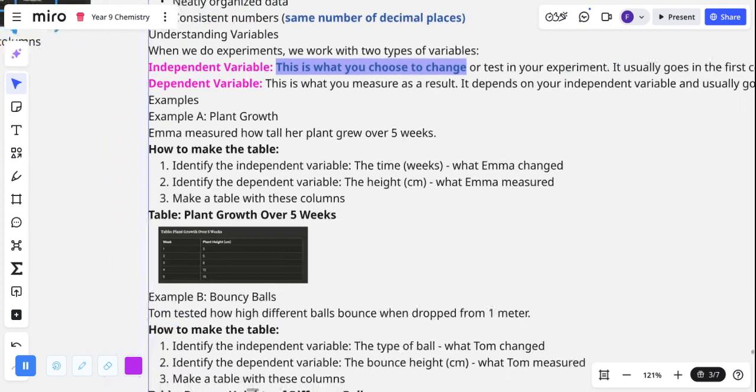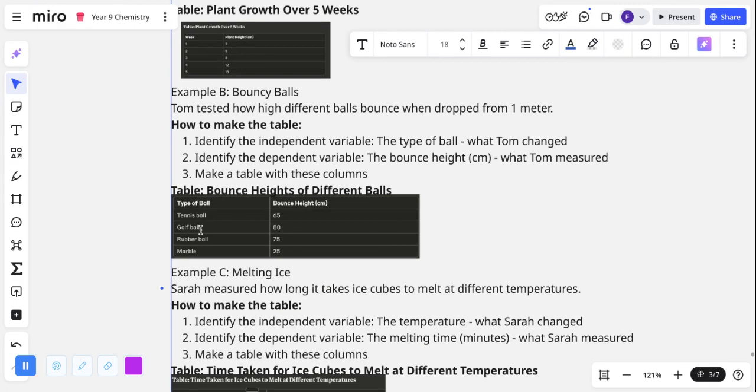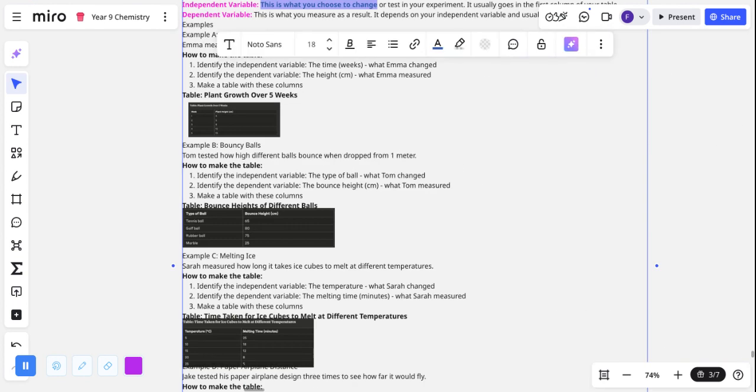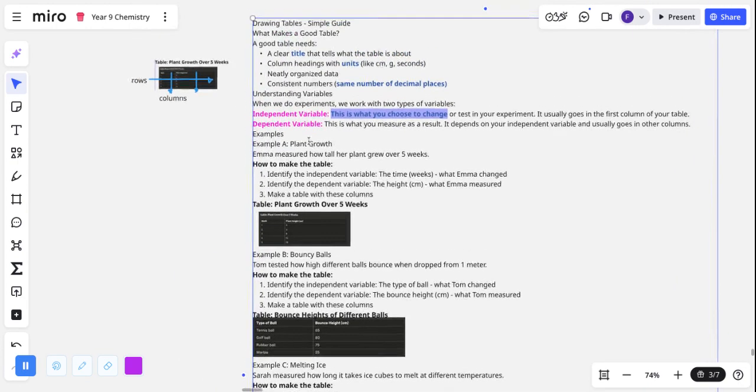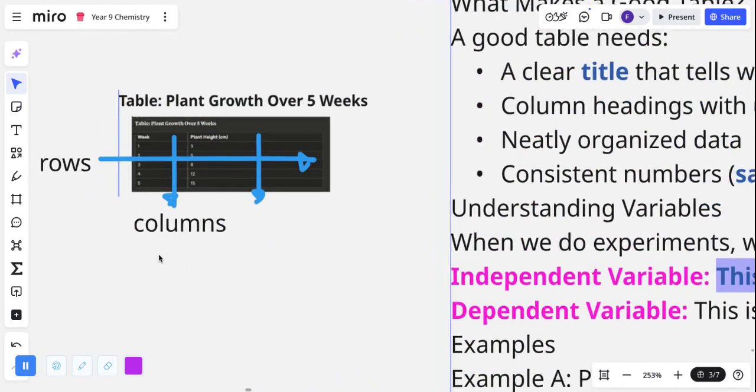And I'm going to give you an example. Plant growth over weeks. You chose weeks. You chose how many weeks. You didn't choose how much it's going to grow. All right? I'll give you another example. This is ball. You're bouncing a ball. How high does a ball bounce? You're a tennis ball, a golf ball, a rubber ball, and a marble. You're choosing the balls. You're choosing the type of ball. You're not choosing how high they bounce. So this is the independent variable. The thing that you change is the independent variable. Your independent variable will always, always, always go in the first column. So I'm going to draw a line.